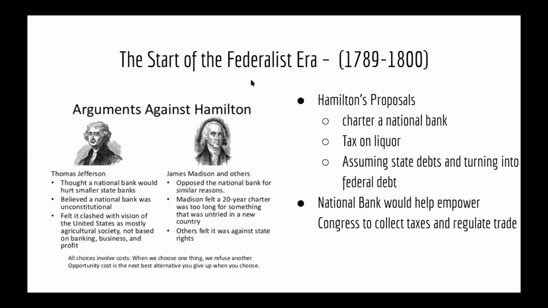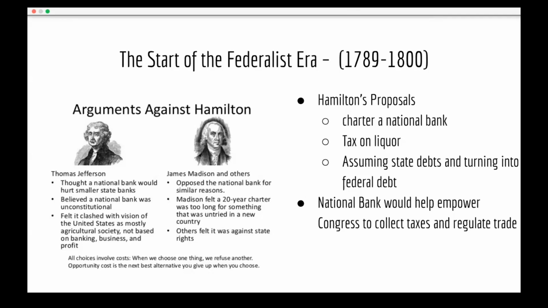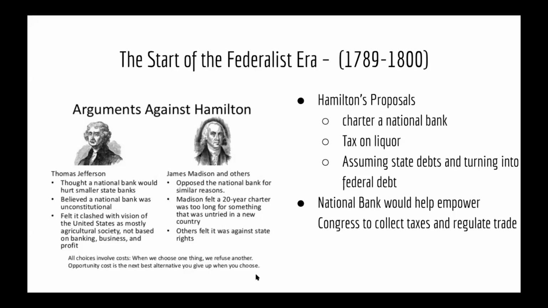Obviously, his proposals and ideas were very controversial, and that furthered the divide between the Anti-Federalists and the Federalists, and more debates over the Constitution, over whether or not a national bank was good, and over whether or not Congress actually had these powers that Hamilton proposed. So we see two people, Thomas Jefferson and James Madison, and others, arguing against Hamilton's proposal of a national bank and assuming state debt. You can read this. I will also post the slides after class.